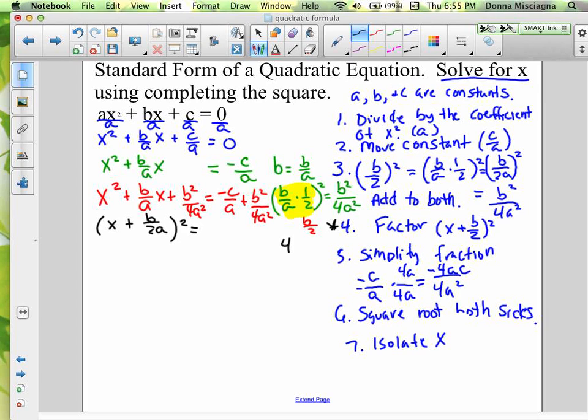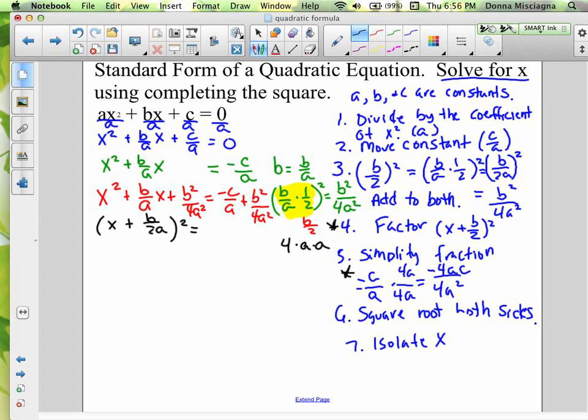So we need a 4, we need an a, and an a. All right, so 4a squared has got all of those things, but a is missing the factor of 4 and the factor of a. So if we want to make the denominator 4a squared, we're going to have to multiply the denominator by 4a. But if we multiply the denominator by 4a, we have to multiply the numerator by 4a.